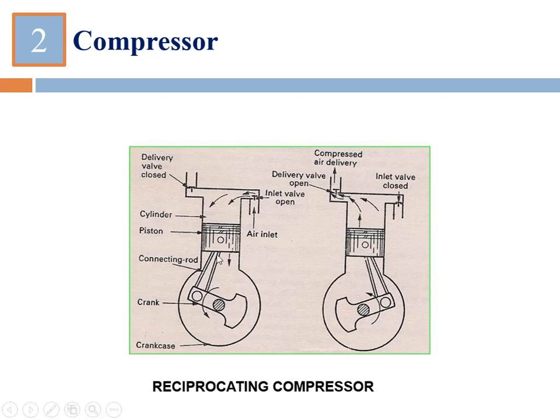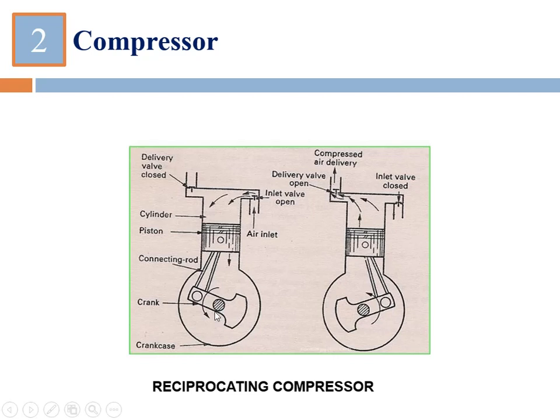So how is this piston reciprocating? For that we have the mechanism of crank and connecting rod. This connecting rod is connected to the piston, so one end of the connecting rod is connected to this piston and the other end is connected to the crank here with the help of a pin, and this crank is connected to this shaft, which is called a crankshaft.